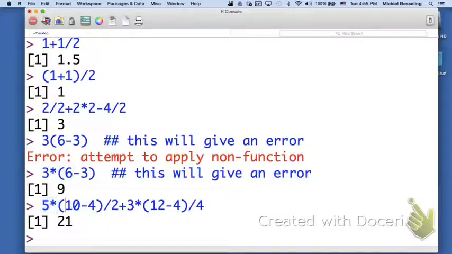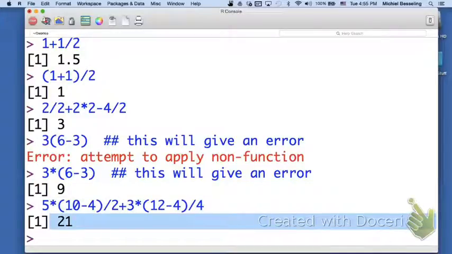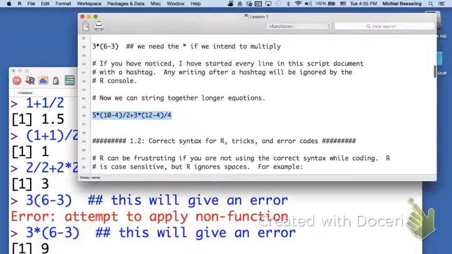Let's do what's inside the parentheses, 6. So we have 5 times 6, which is 30. 30 divided by 2 is 15. So this whole expression here is 15. And then on this side, we have 12 minus 4, which is 8. 8 divided by 4 is 2. 3 times 2 is 6. So 15 plus 6 gets us 21. Smashing. Smashing good time indeed.